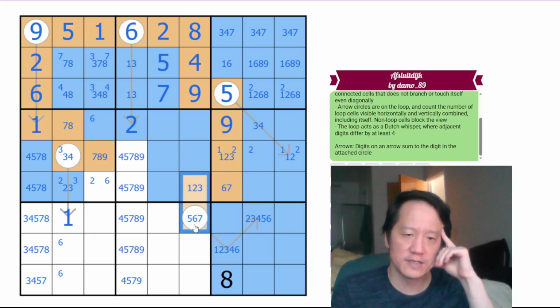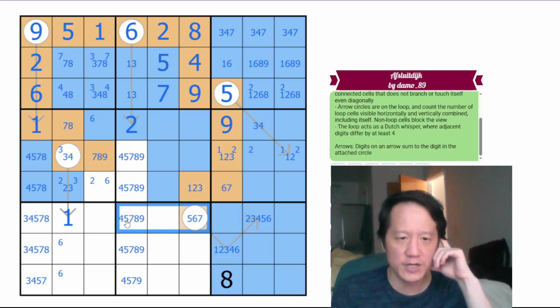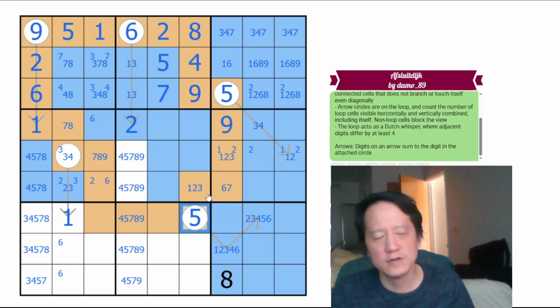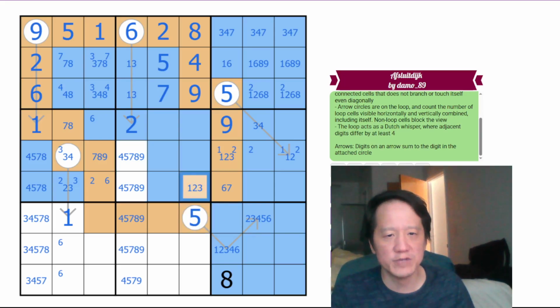This sees at least 5. So if it tries to go down, it would only see 4 at most. So it has to turn this way. And it cannot connect any other way except going this way to the loop. So this has to be 5 then. Which means this is a 1.